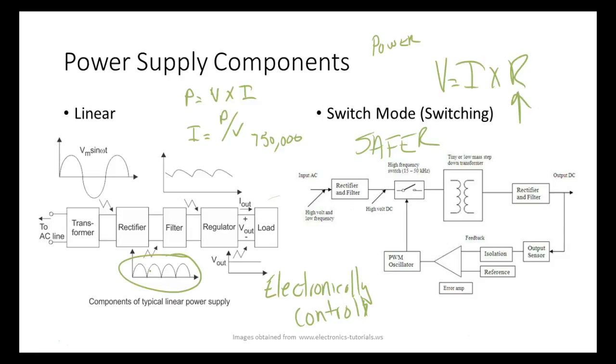So what do we got to do next? Got to filter it out, turn it into unregulated DC. Unregulated DC means it varies with load. So when you load it down, the output voltage would drop. And then we run it to what? Regulated, set the output. This linear power supply right here is easy to design, easy to fix, but it's very inefficient.